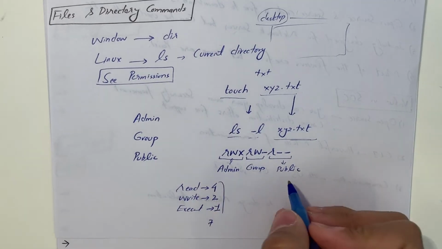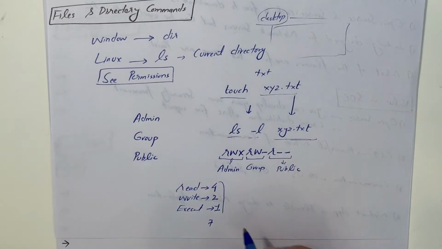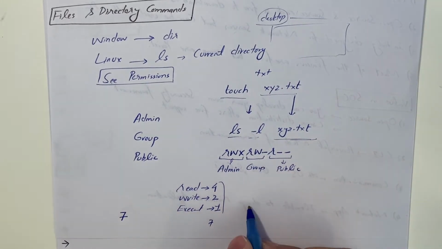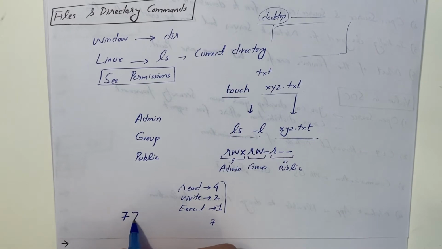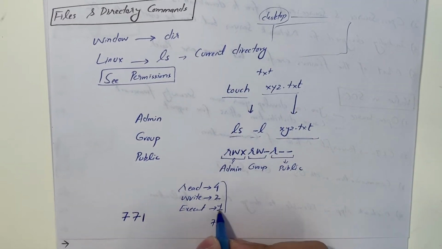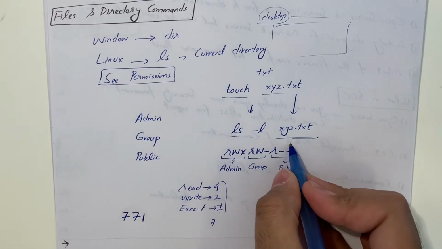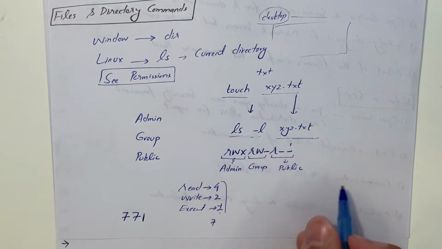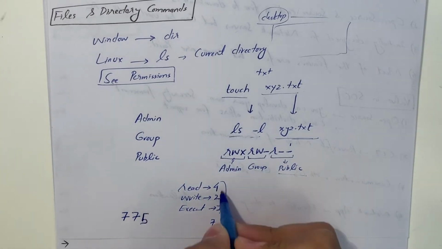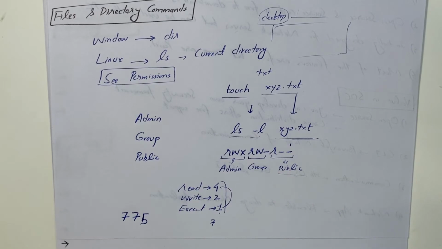Let's say if you want to give admin full rights, admin should have 7. If you want to give full authority to your group, 7. For public, let's say you just want them to execute, the number will be 1. If you let the public read the document as well, it's going to be 5, 4 plus 1, so they can do that.